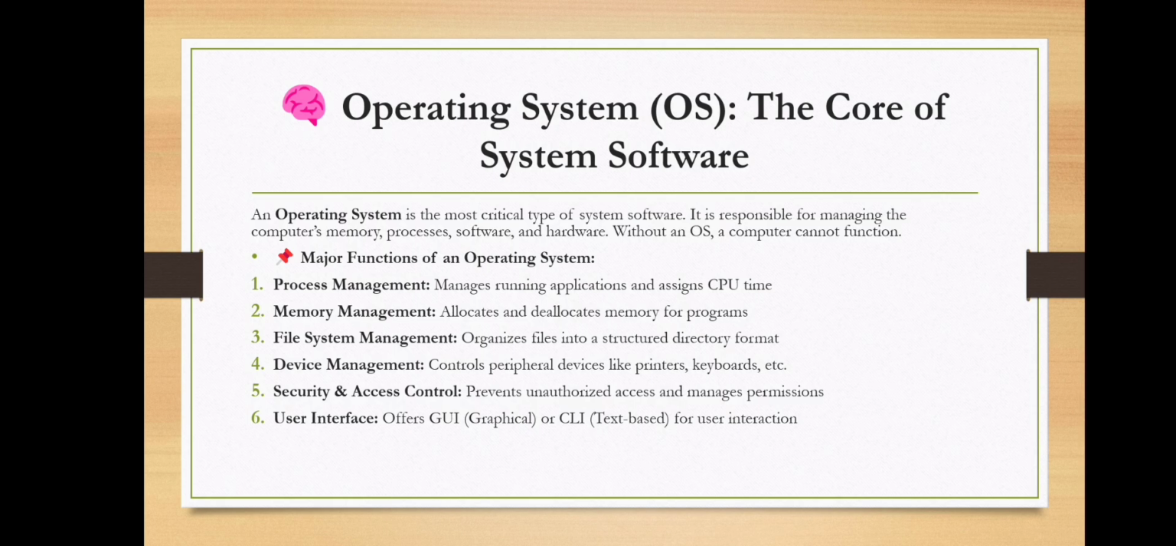First is process management. It manages running applications and assigns CPU time. Then memory management allocates and deallocates memory for programs. Then it is file system management. It organizes files into a structured directory format. Fourth is device management, controls peripheral devices like printer, keyboard, mouse, etc.